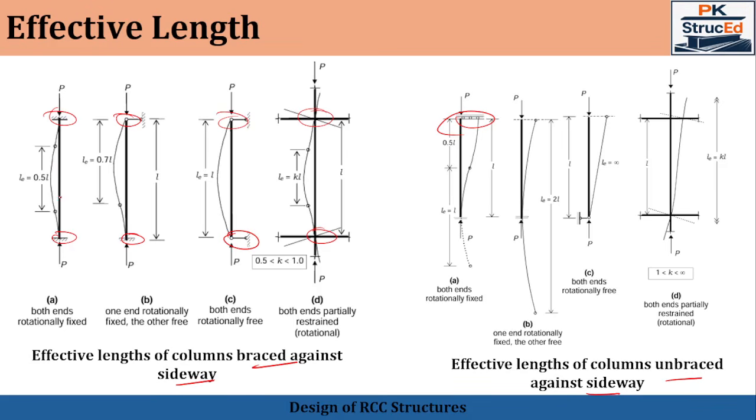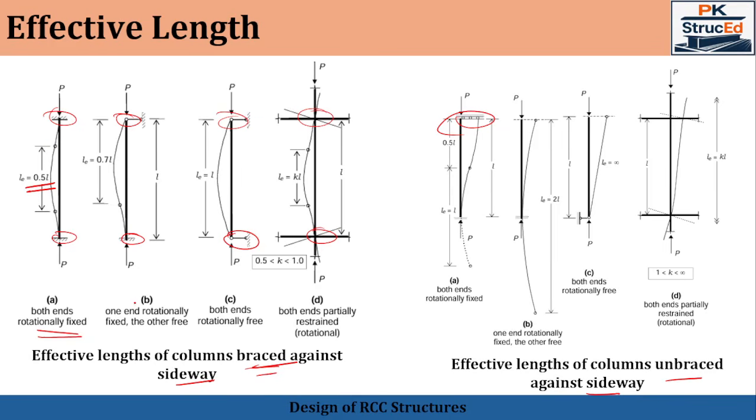Now, regarding the effective length, specifically for braced against side sway, if both the ends are rotationally fixed, that is a fixed column, the effective length will be 0.5 times the length, that is the unsupported length of the column.